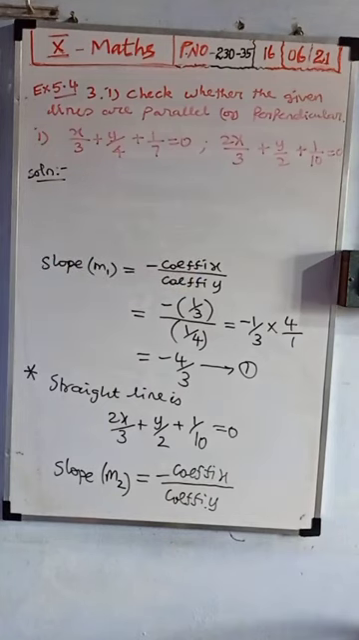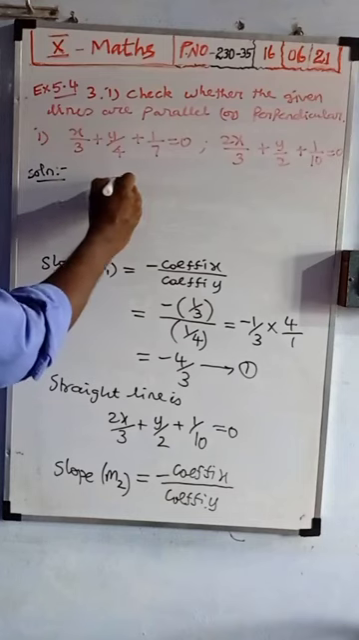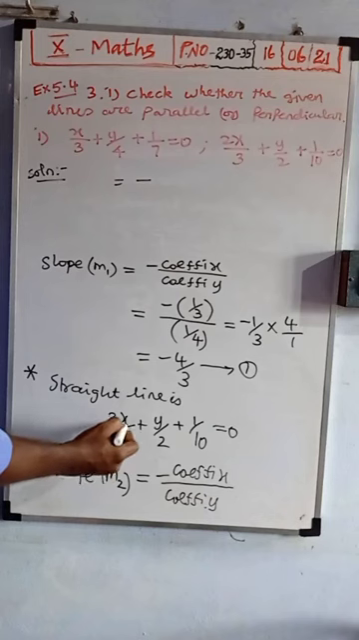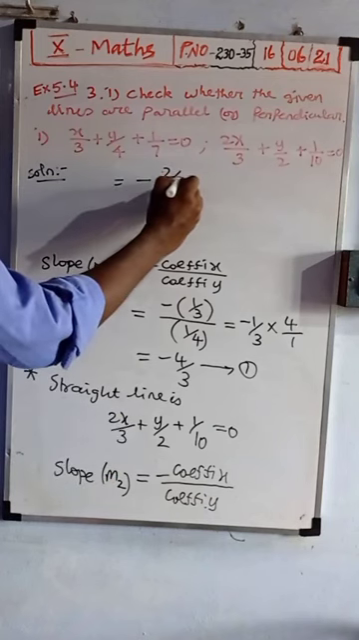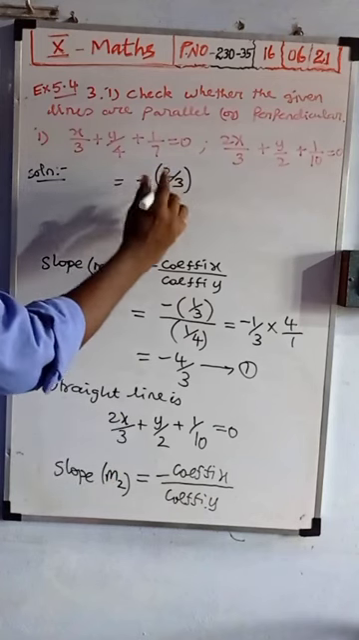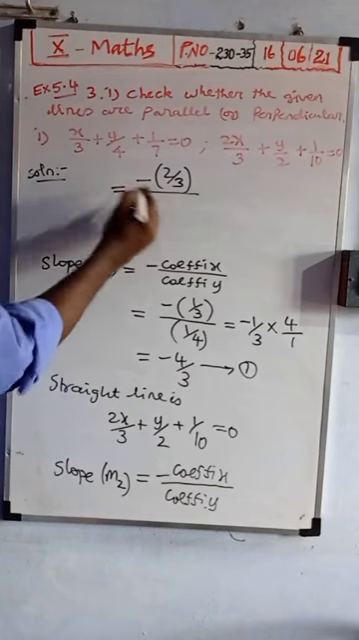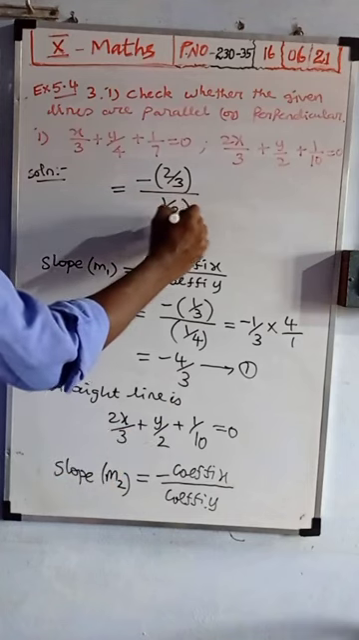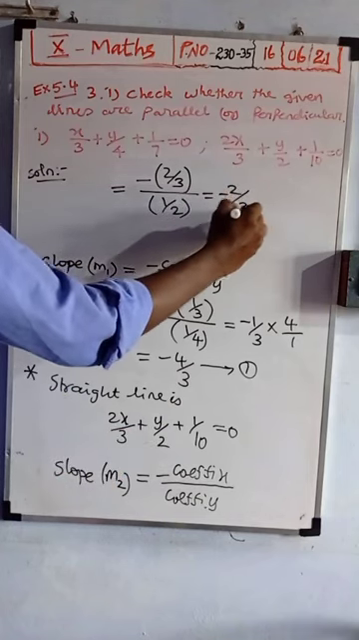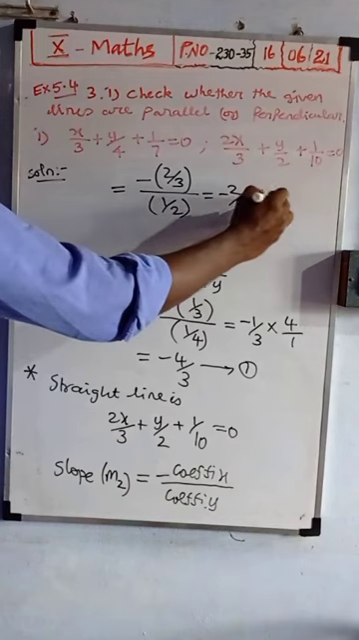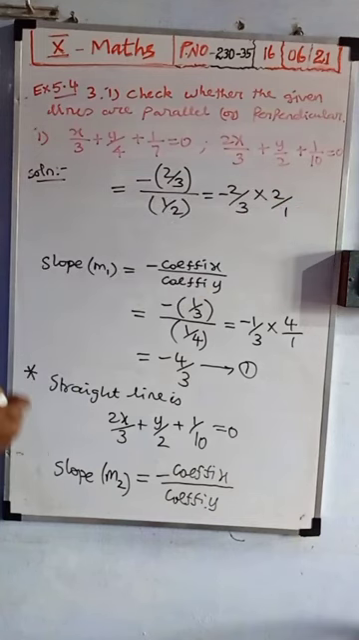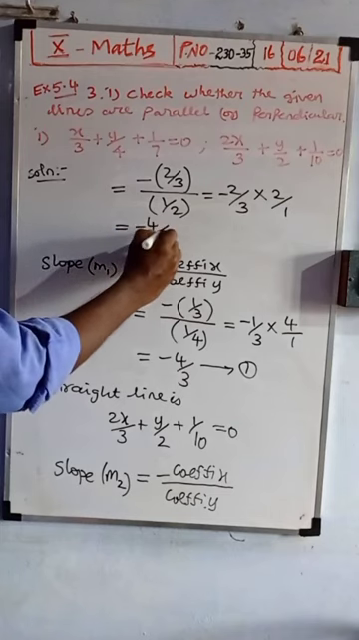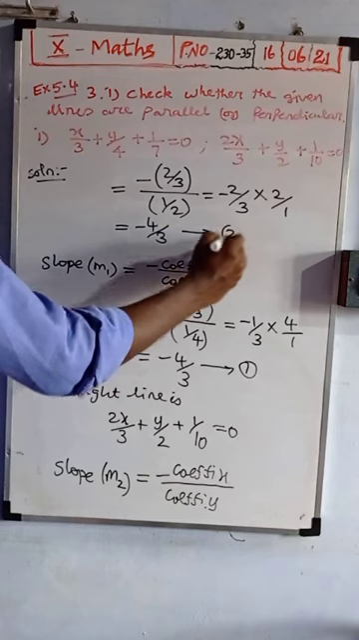Now you should substitute the x coefficient and the y coefficient. By the formula, minus the x coefficient, which is 2 by 3 since the denominator is 3, divided by the y coefficient, which is 1 by 2 since the denominator is 2. Now minus 2 by 3, take the reciprocal, 2 by 1, and multiply. We get minus 4 by 3. So this is equation 2.